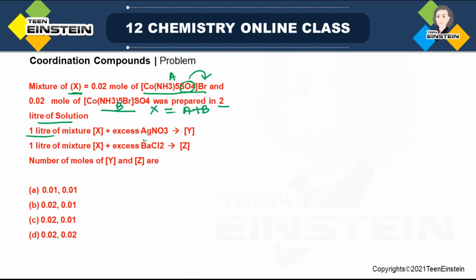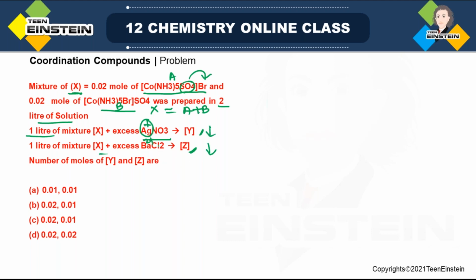And you are adding AgNO3 to it. Adding AgNO3 means you are basically adding the Ag+ cation, and you are getting Y. Similarly, you have again taken 1 liter of X, and now instead of AgNO3, you are adding BaCl2. Basically you are adding the barium 2+ ion, and you are getting Z. So it is asking the number of moles of Y and Z. Basically Y and Z are precipitates.